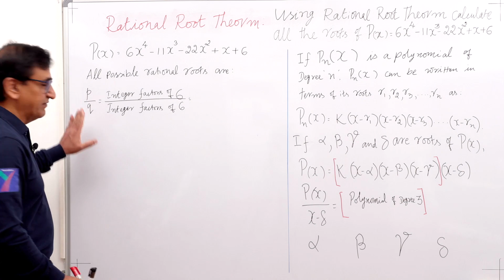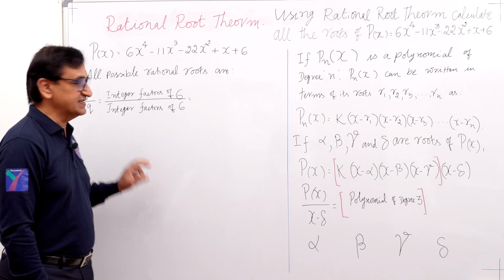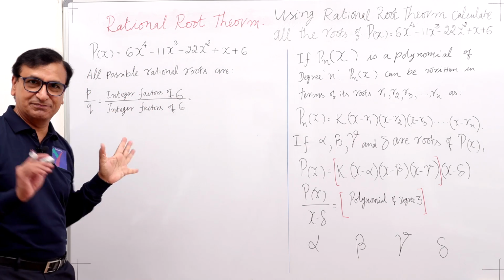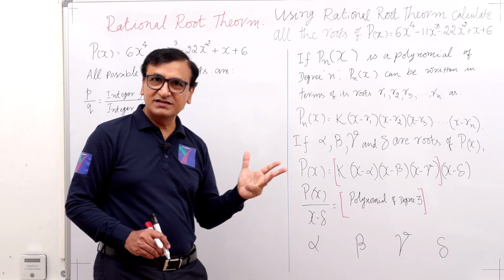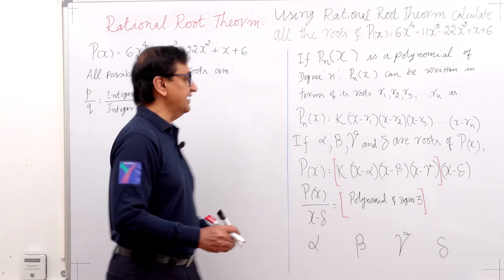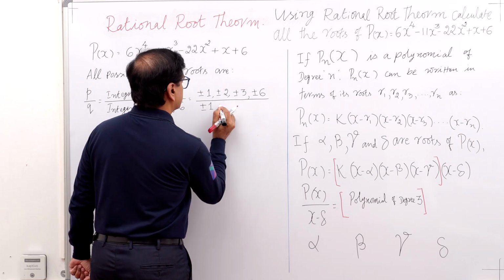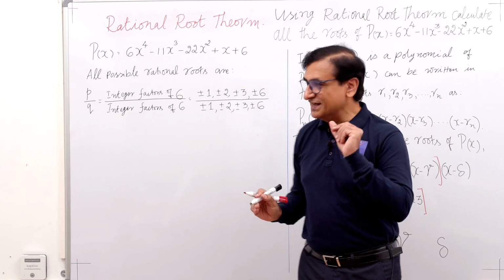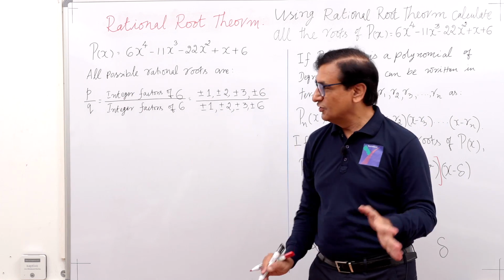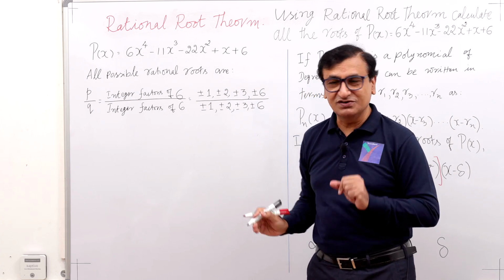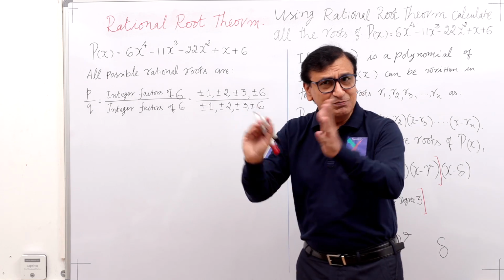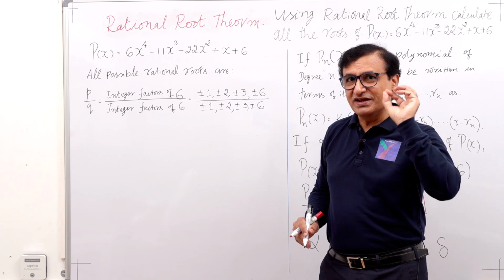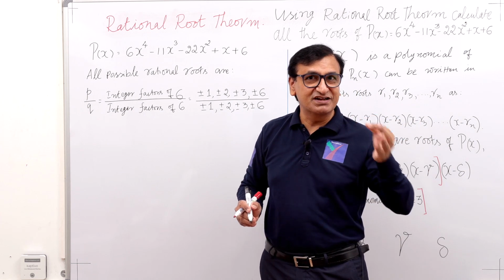Okay, so p divided by q will be integer factors of 6 divided by integer factors of 6, because 6 is our a0 and 6 is also an. Okay, now what are the factors of 6? 1, 2, 3 and 6, correct? Okay, so from this I am going to calculate all possible rational roots. In any calculation of p divided by q, you will always find plus or minus 1. That is because any a0 or an in any polynomial is always divisible by 1. Therefore, plus or minus 1 is always thrown up as a possible rational root.